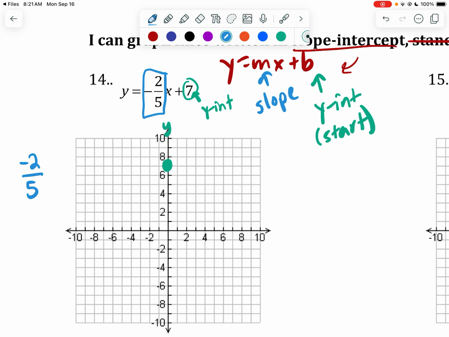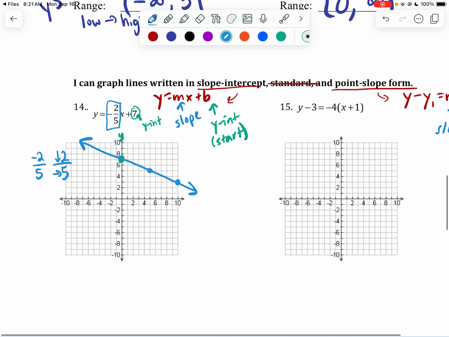Rise over run means we're going to go down 2. Positive means right, right 5. So from that green point, I'm going to go down 2, right 5. You can do it again. Down 2, right 5. Make it go all the way through. Put arrows. You got a line. Okay, so that's slope intercept form.